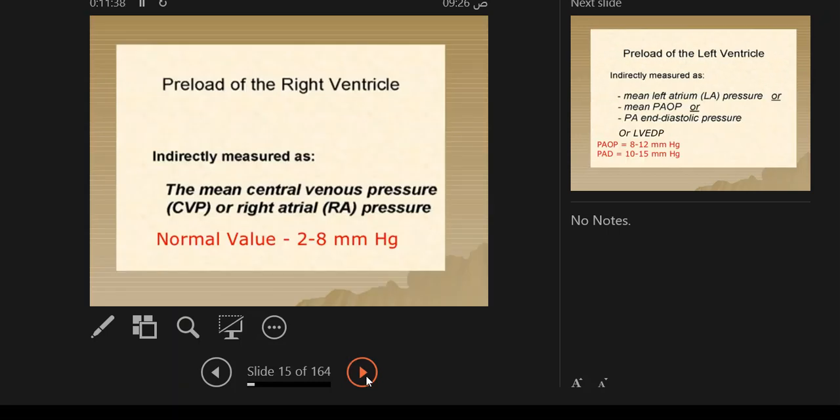What's the preload of a ventricle? That's the filling pressure that goes into the ventricle. So it's the chamber before, all right? So the preload of the right ventricle is the mean central venous pressure, or right atrial pressure, which is between 2 and 8 millimeters mercury, all right? That's the filling pressure of the right ventricle, or preload of the right ventricle.